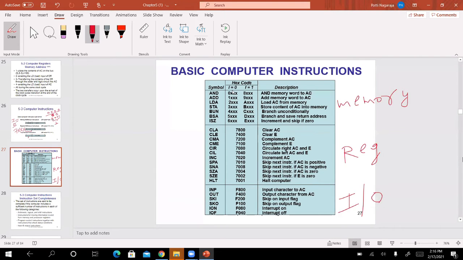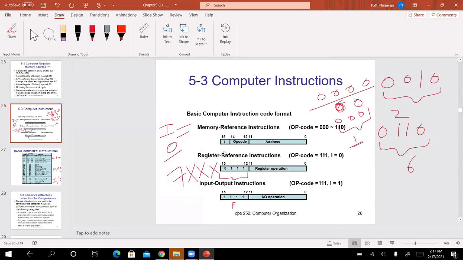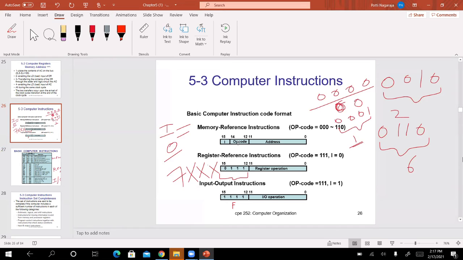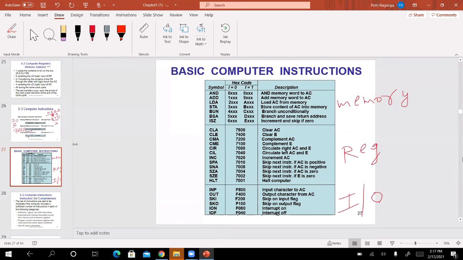In the first case, what is the I value? I already said I is 0, you take 0. So the I bit is 0, then opcode is 000. I 0, 000, so total value is 0. So see here also we have 0. Is it okay? Are you understanding? 0 and remaining 12 bits.